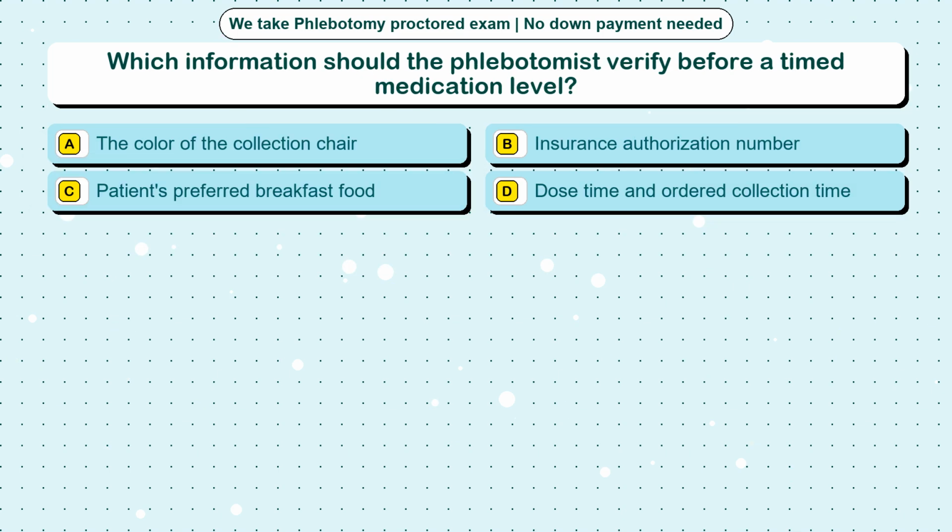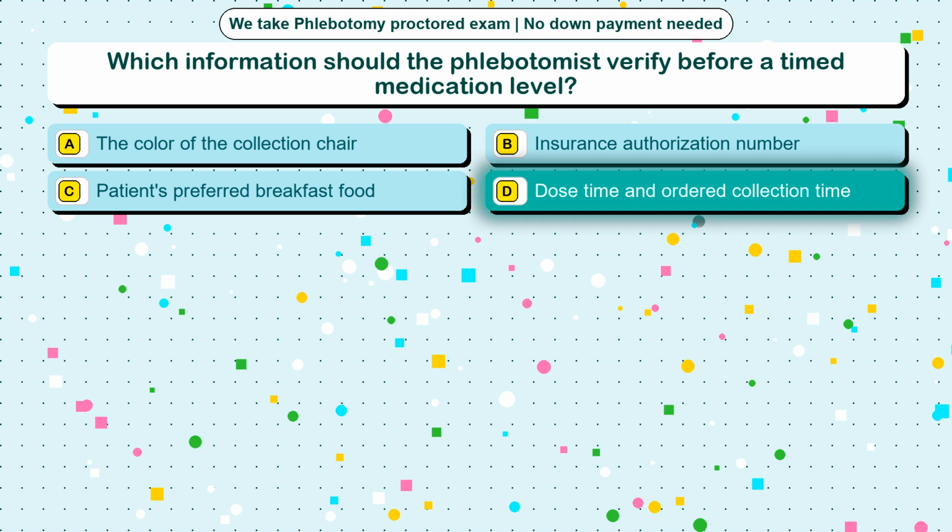Question 35. Which information should the phlebotomist verify before a timed medication level? Option A. The color of the collection chair. Option B. Insurance authorization number. Option C. Patient's preferred breakfast food. Option D. Dose time and ordered collection time.